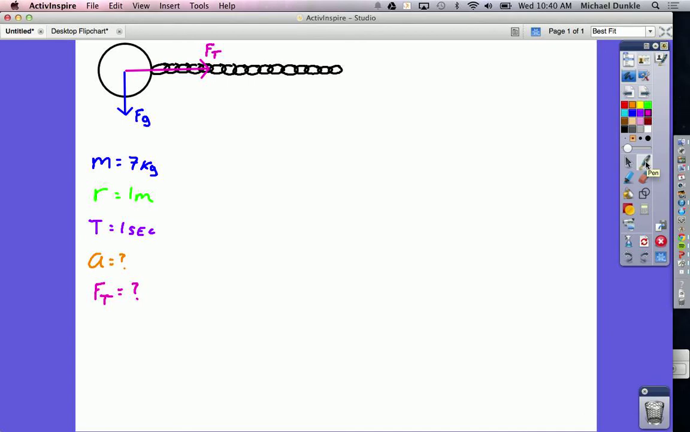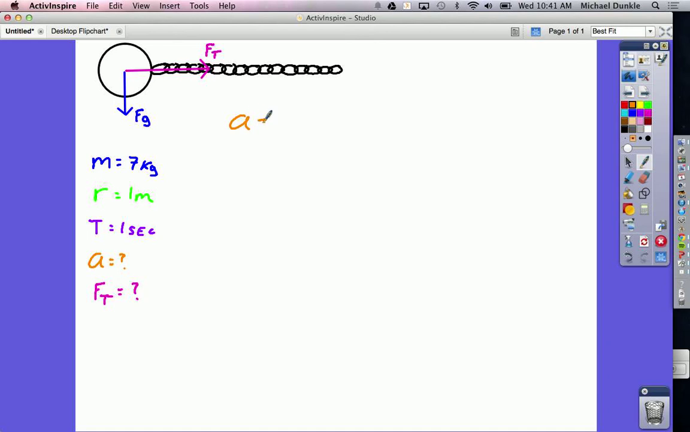Now we've already drawn the picture. Here's the hammer and the chain. The forces acting on that are the force of gravity and the force of tension. We have all of our givens here. The mass is 7 kilograms, the radius is 1 meter, the time is 1 second. The acceleration and the centripetal force, or the tension, they are the same thing in this problem, is what we're looking for. So the first thing we're going to do is find the acceleration.